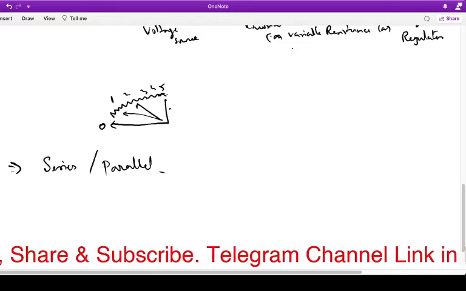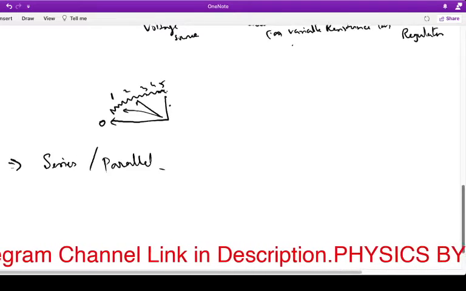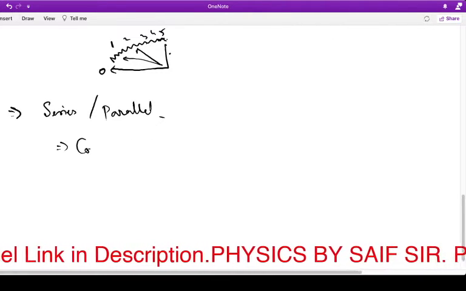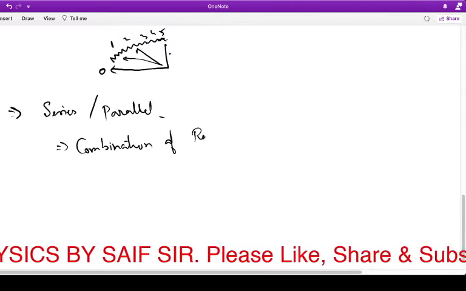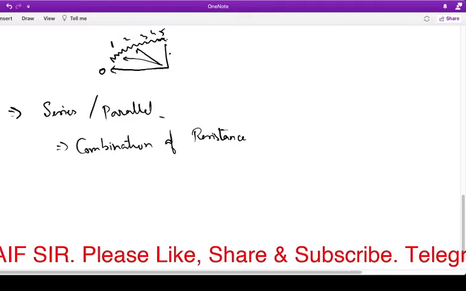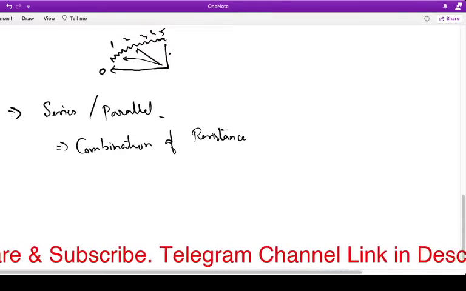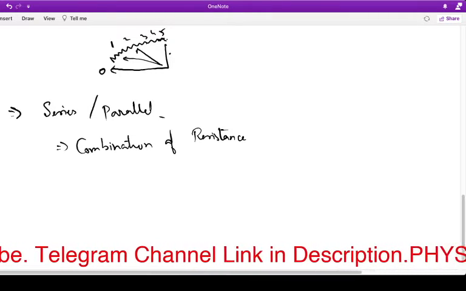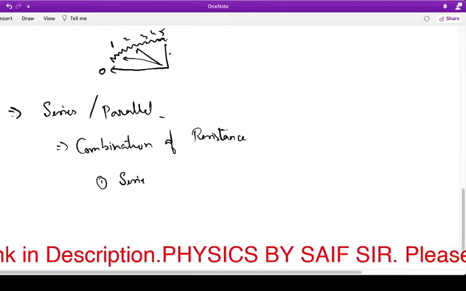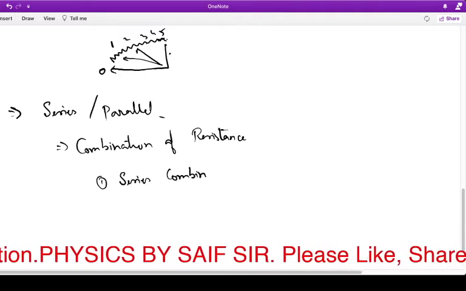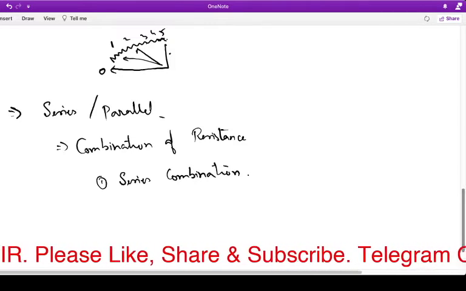Series and parallel: there is a combination of resistance in both series and parallel. The name of the topic is combination of resistance in both series and parallel. You can also ask how the combination takes place in a capacitor, but it is totally different when compared to resistance. Right now we are only dealing with resistance, and first we are going to talk about the series combination. This is very easy and you can easily score in this topic.